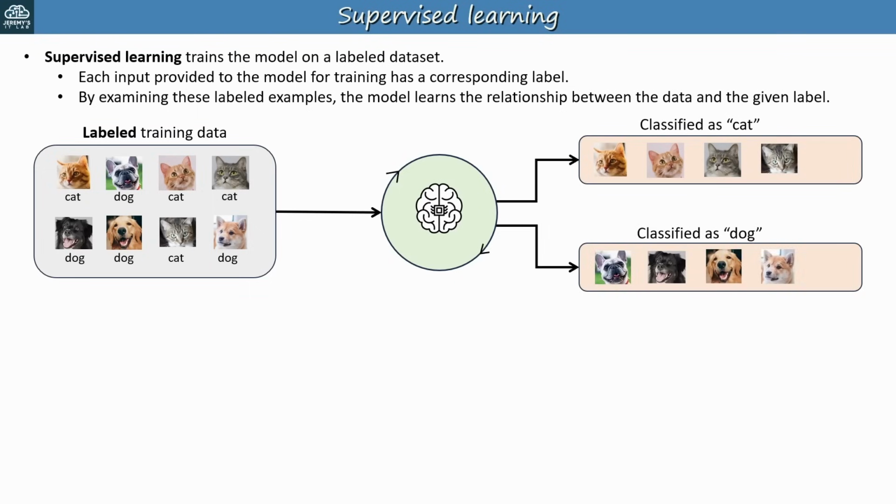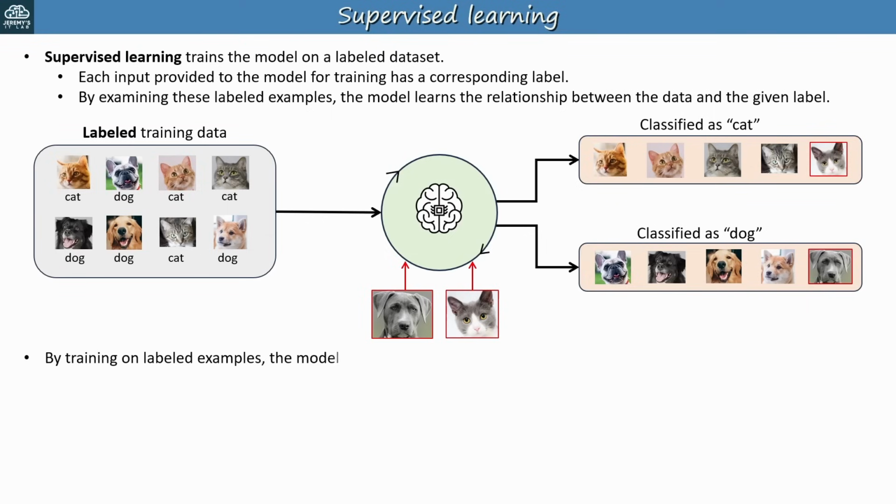Once the model has been trained, if you feed it an unlabeled photo of a dog, it should be able to identify it as a dog, and it should be able to do the same for a photo of a cat too. By training on labeled examples, the model learns to classify new, unseen data with high accuracy.